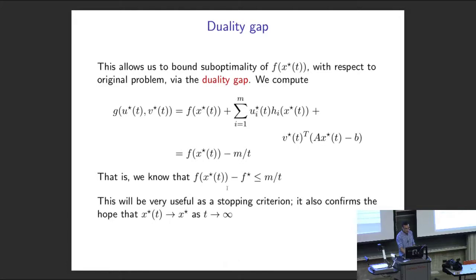Okay. Aside from being useful as a stopping criterion when we actually describe the barrier method, it also confirms our hope, right? That as t approaches infinity, we're going to get the solution to the barrier problem approaching the solution to the original problem, because the duality gap is going to 0, right? M over t is going to 0. So this proves that actually this construction will recover the solution to our original problem in the limit. Let me pause for questions to see if people have questions about this step.